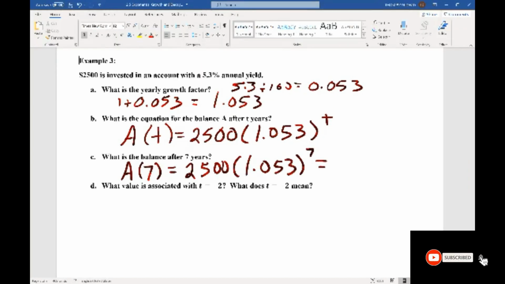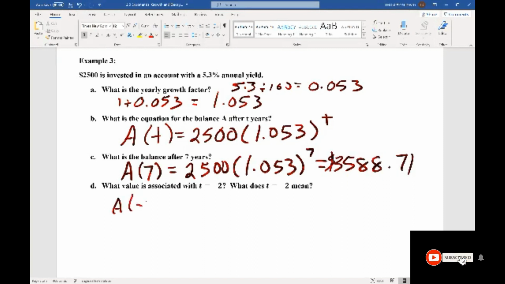And from here, we're going to use a calculator. So it'll be 2,500, parentheses 1.053 raised to a 7. And we get $3,588.71.